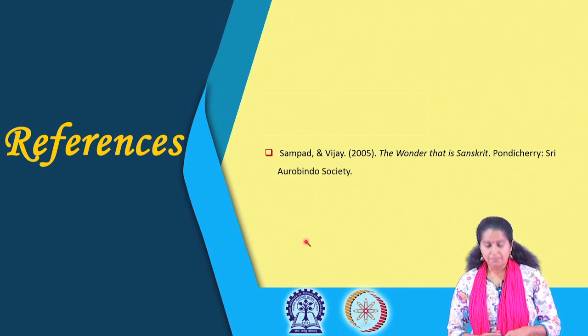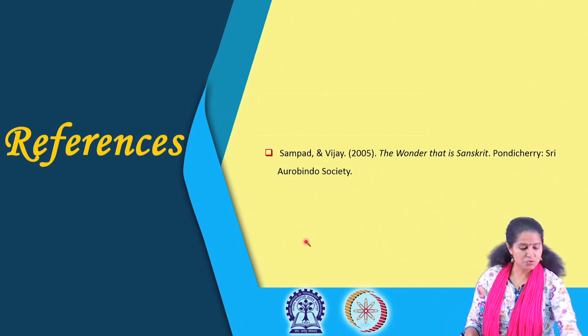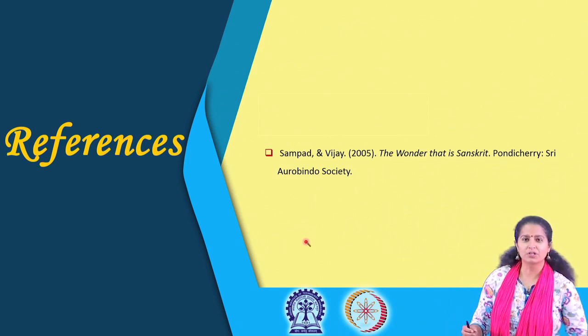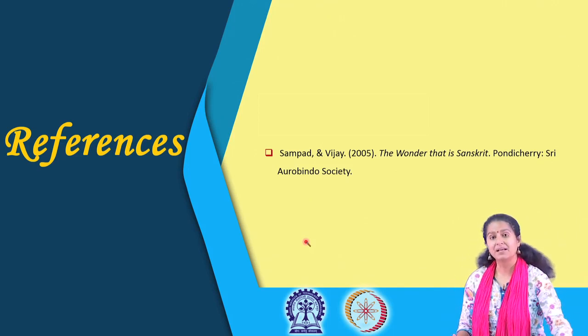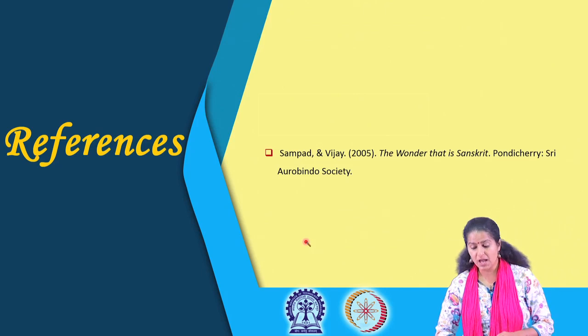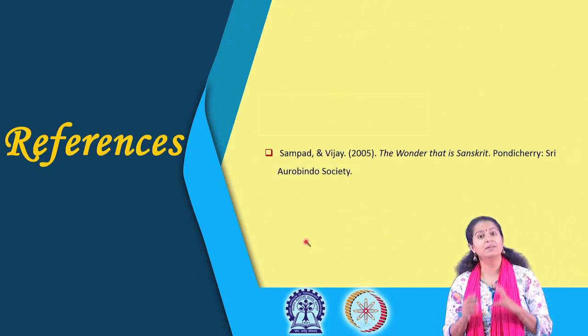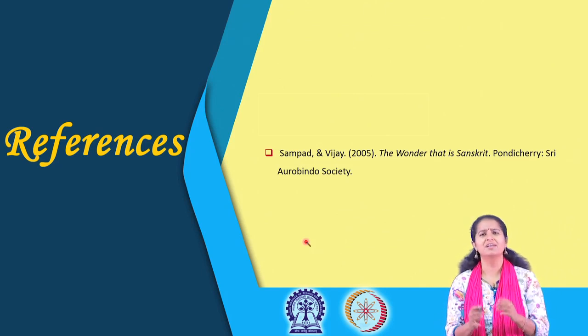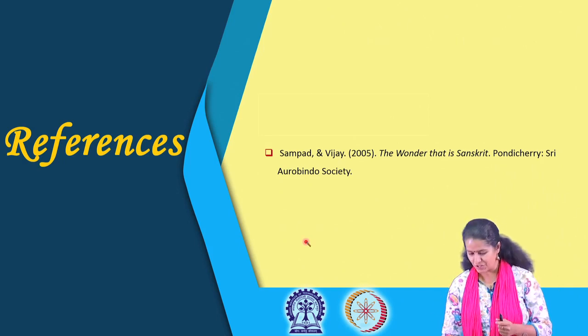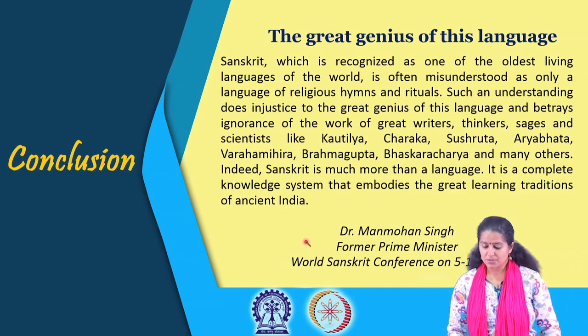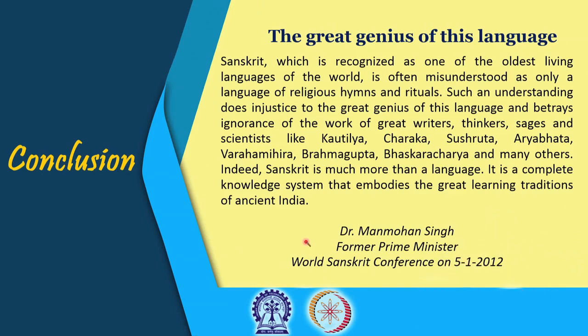So this is the book that I have used. So I will be using a few quotations from this book that is called The Wonder That is Sanskrit by Dr. Sampadananda Mishra and Vijayji from the Sri Aurobindo Society. But the excellent book, very, very interesting to see what are the different marvels that are there in the Sanskrit language. And to close, so this is a quotation by Dr. Manmohan Singh, who was a former Prime Minister of India at the World Sanskrit Conference in 2012.